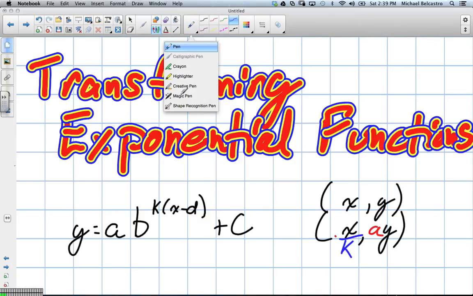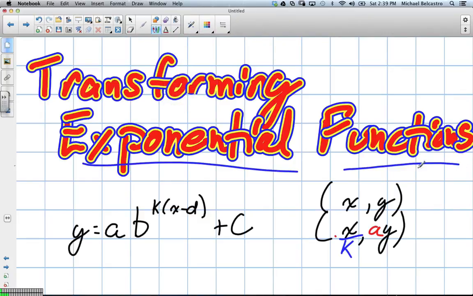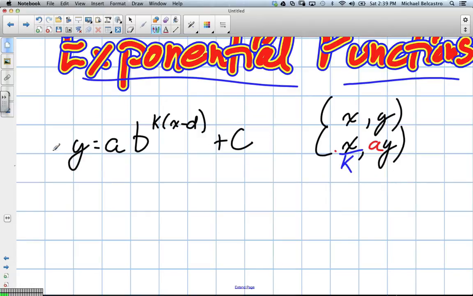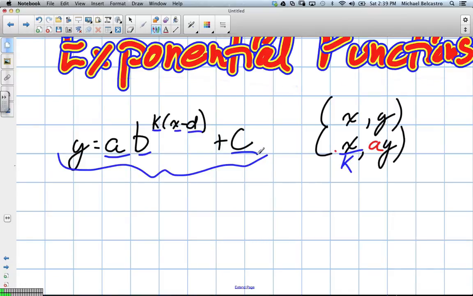We're going to talk about transforming exponential functions. So here's our theoretical model or parent function for an exponential function. There's a whole lot of letters here with no numbers, so we'll try to see what we're getting at. And this is a trick to help us with stretching and compressing.